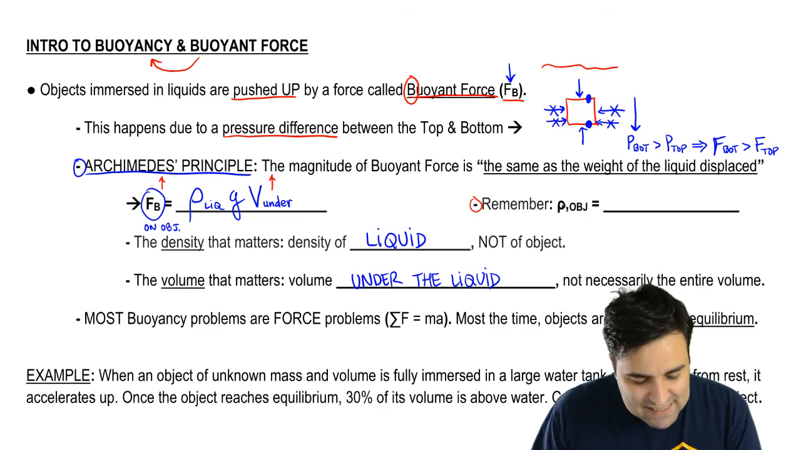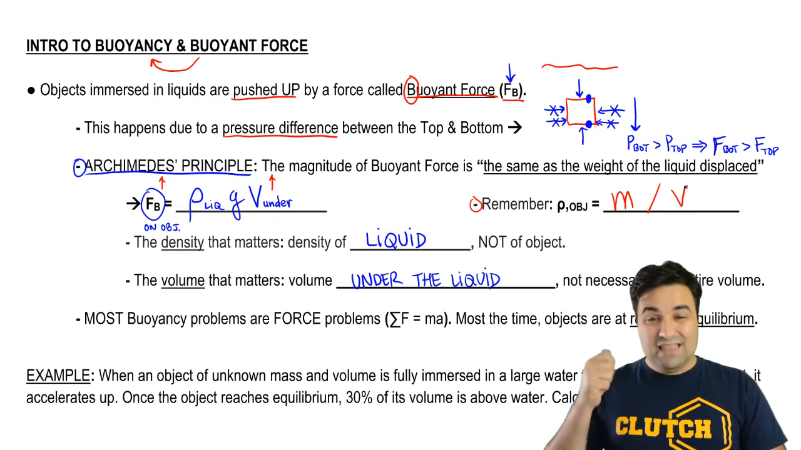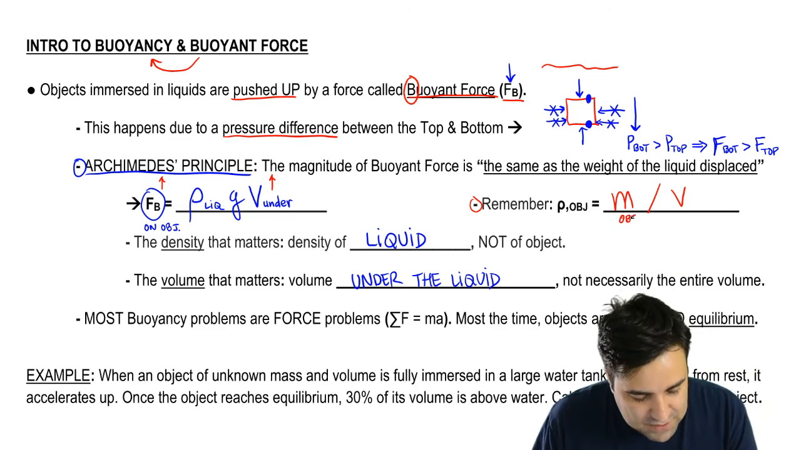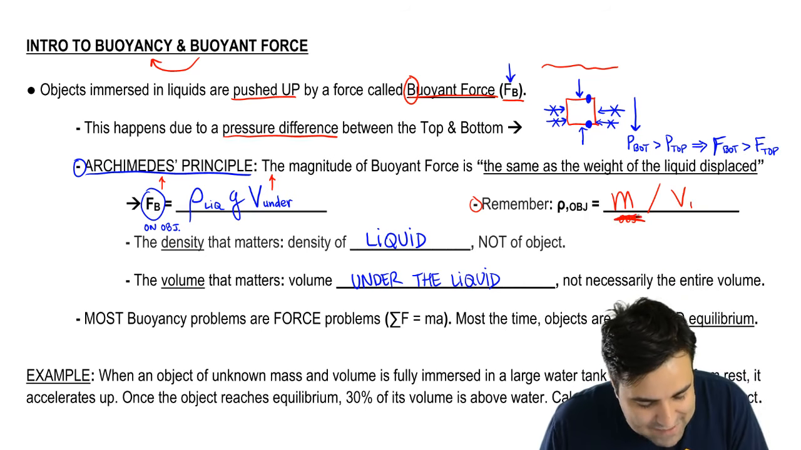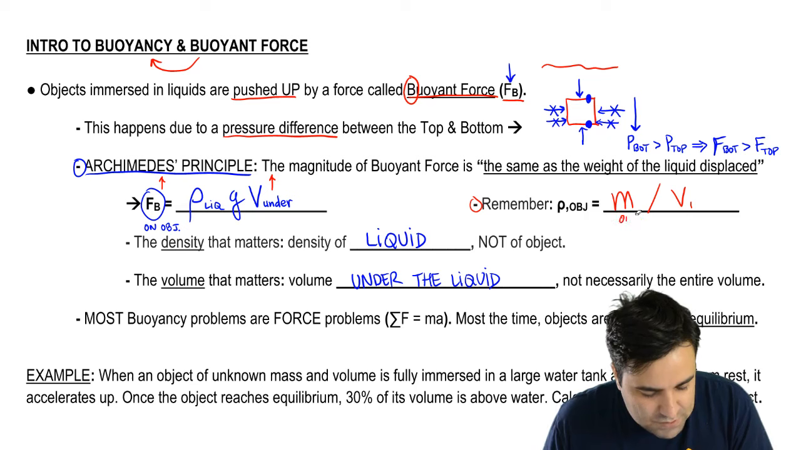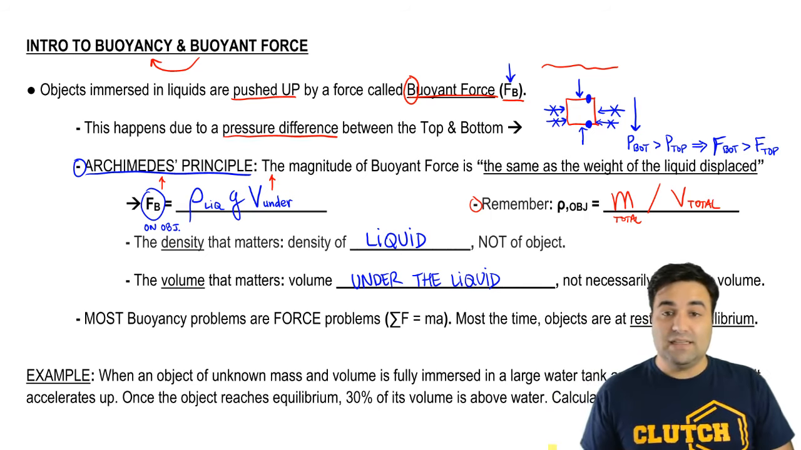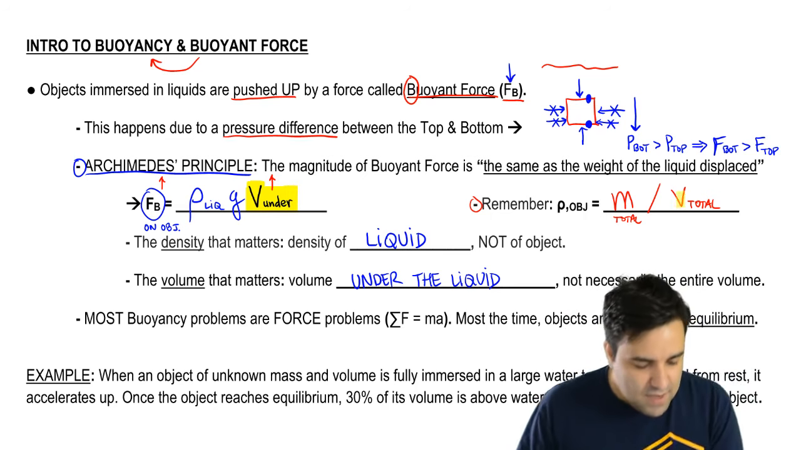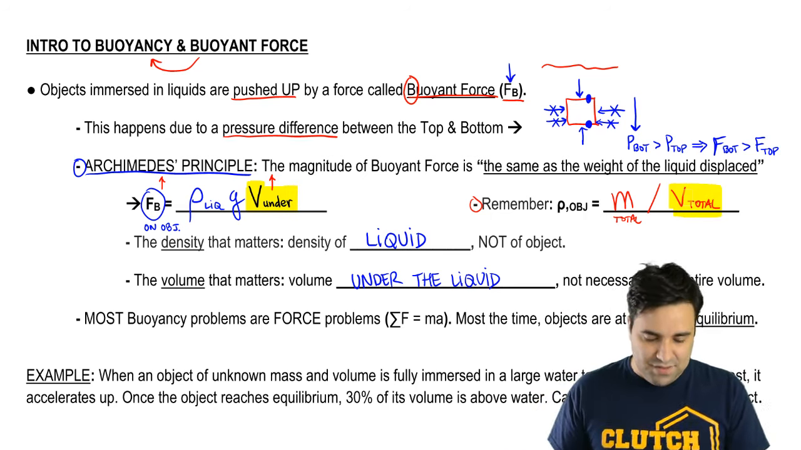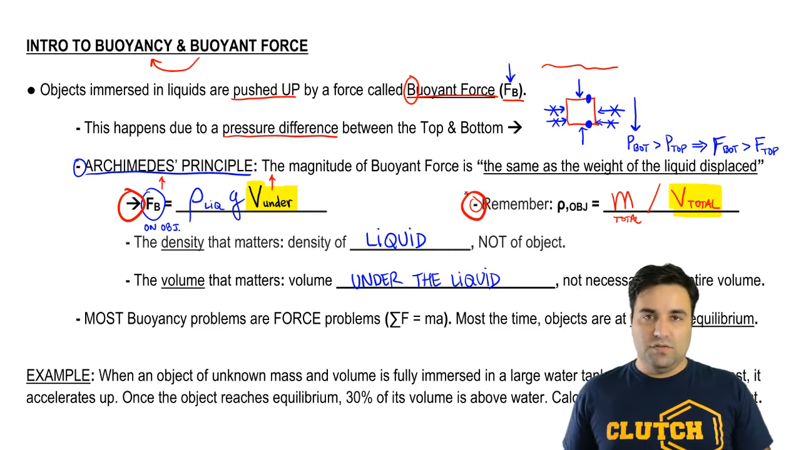And then one last thing I want to remind you, because you're going to be using this a lot, is the density of an object. The definition of density is mass over volume. So the density of the object will be the mass total over the volume total. It's the entire mass of the object divided by the entire volume of the object. And the reason I'm being careful with that distinction is because you have volume under, which isn't necessarily the entire thing, and you have volume total, which is the entire thing. And we're going to be using these two equations all the time to solve these questions.